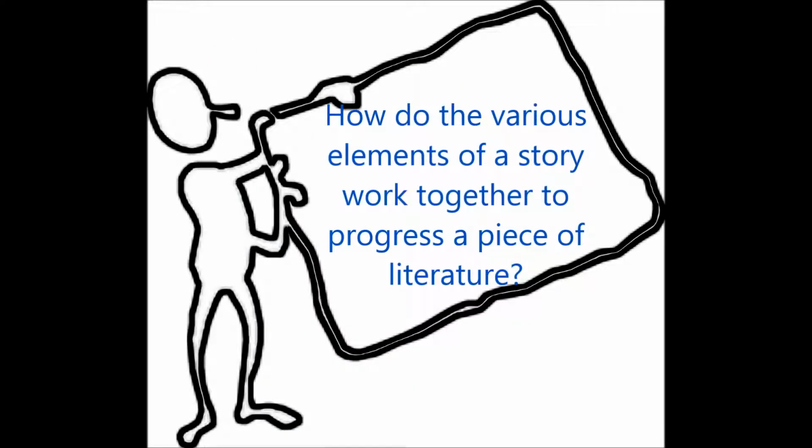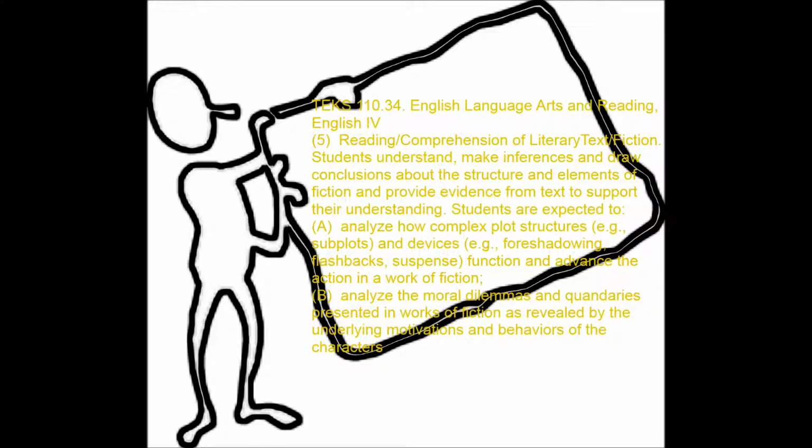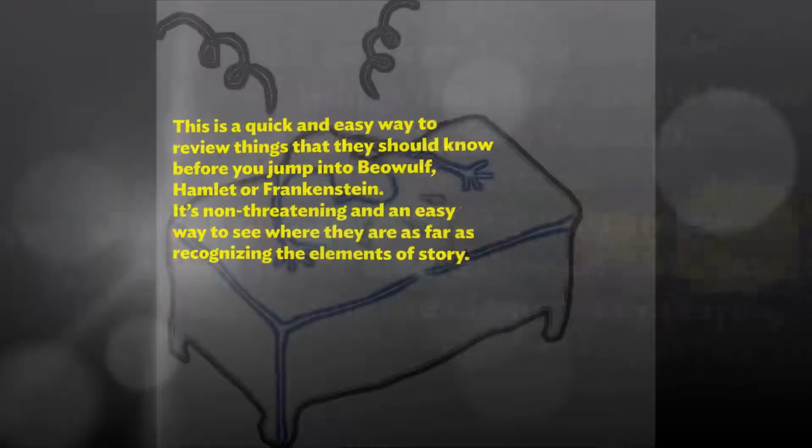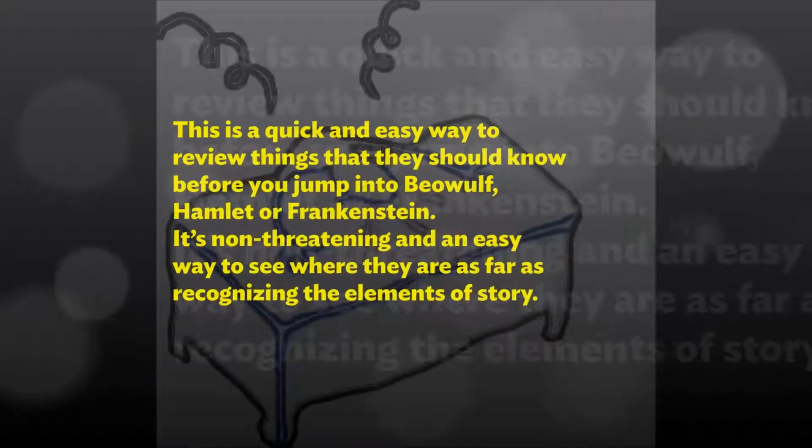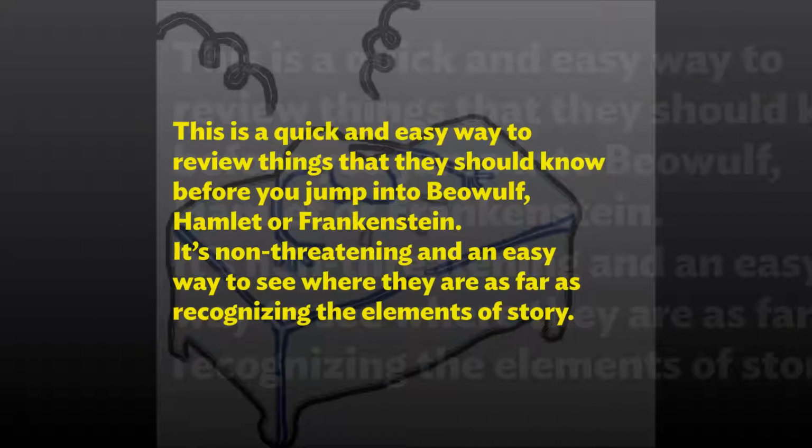So my essential question is, how do the various elements of a story work together to progress a piece of literature? Which sounds kind of complicated, especially if all you're going to do is use Little Miss Muffet. The TEKS, well, there's a lot in them, but basically it's TEKS 5, A and B, and it has to do with figuring out how the character's motivation and his actions work together to move along a piece of story. I've discovered this is a really quick and easy way to review things that they should already know before you dive into things like Beowulf, Hamlet, Frankenstein, etc., etc.